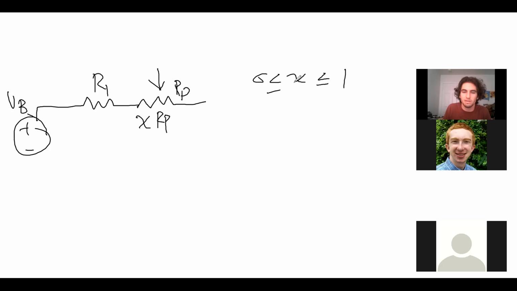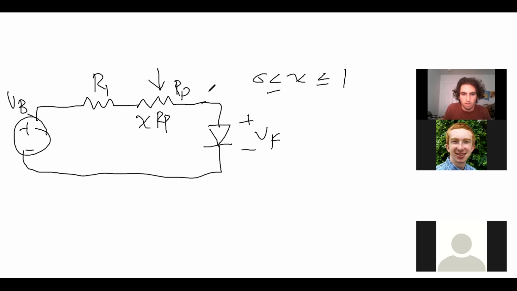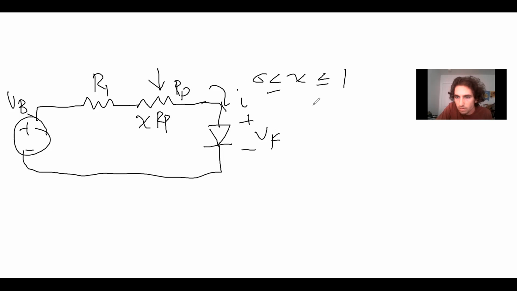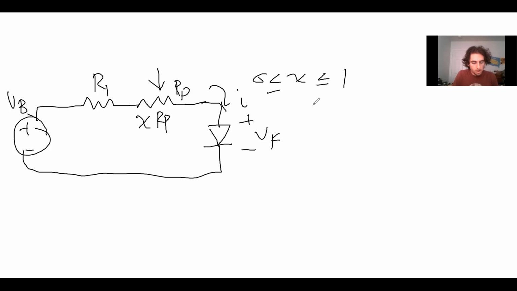If you turn it halfway, X is going to be 0.5 and you're going to get half the resistance. And then we just have our LED. So I just added one more component into our circuit. This is still VF, and this is still I. Like I was saying, RP is the max, and XRP is what it actually is.